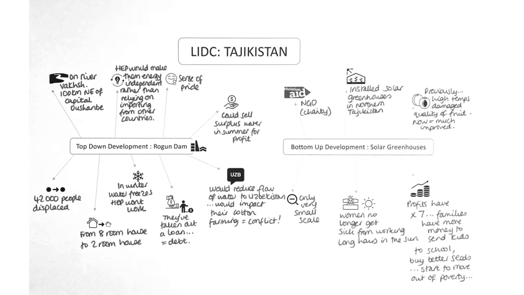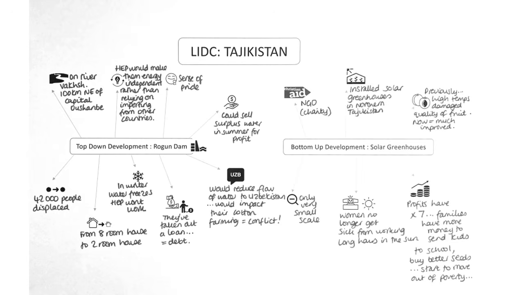So the top-down scheme, the Rogun Dam, is on the River Vakhsh, which is 100 kilometres northeast of the capital, Dushanbe. And the idea is that they'll build this dam and hydroelectric power will be generated, which would mean they would become energy independent rather than relying on importing energy from other countries. The dam would give them a huge sense of pride. They would be able to sell their surplus water in summer for profit, which would help them to develop as a country.